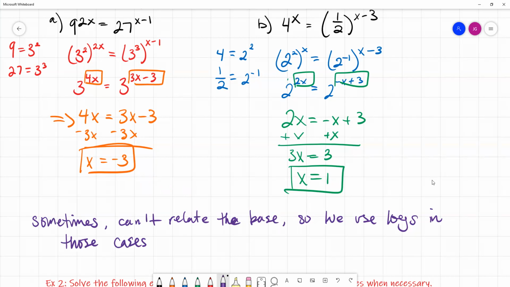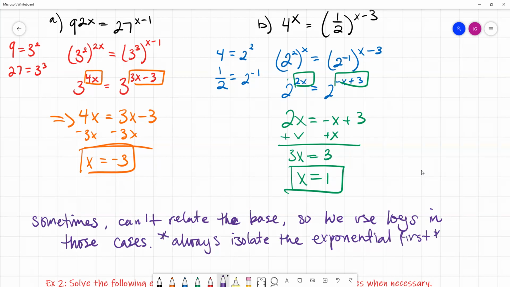Important note, in these cases, always isolate the exponential, so get it by itself. Spoiler alert, in these cases, you're actually only going to see one exponential. In the cases up here, we saw an exponential on each side. In these cases where you won't be able to relate the bases, you're only going to have one exponential on one side. So always isolate the exponential first before using the log. So let's see what that means.